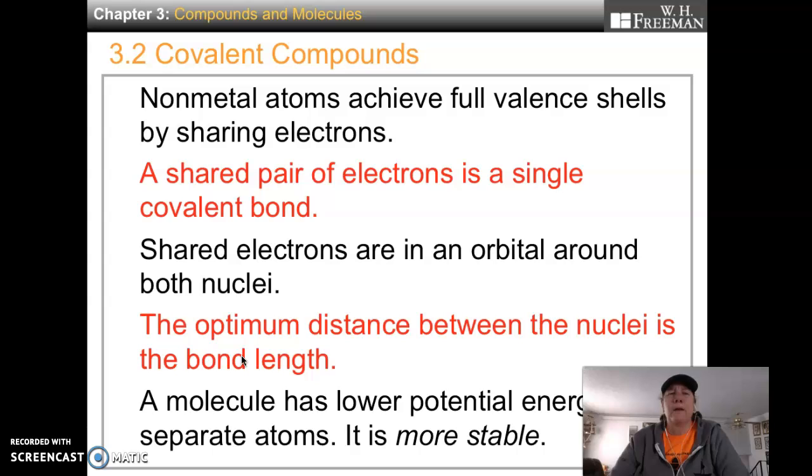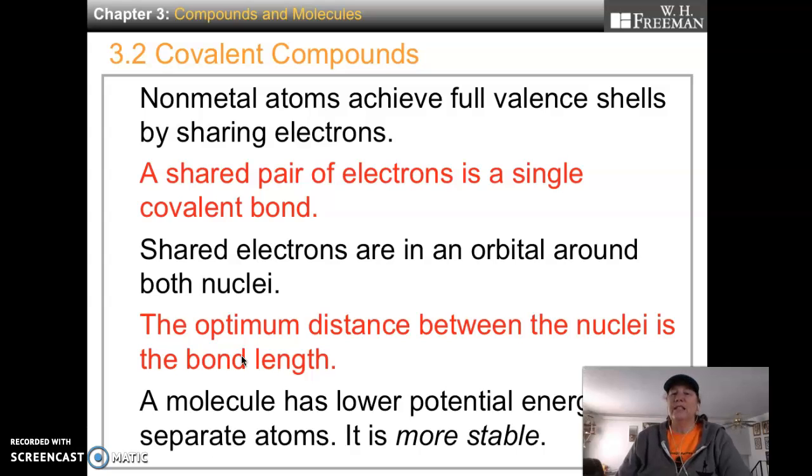Sorry. Okay. So when we're talking about covalent compounds, the only way the nonmetal atoms can achieve a full valence electron shell, and when I say full valence, I mean 8, that's an octet, they call it, is by sharing electrons. Okay. So a shared pair of electrons is a single covalent bond. One from one part, one from the other. And they put them together, and then you got a bond. Okay. Shared electrons are in an orbital around both the nuclei, so they share them between the 2.